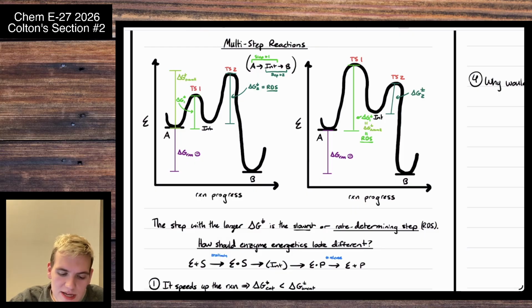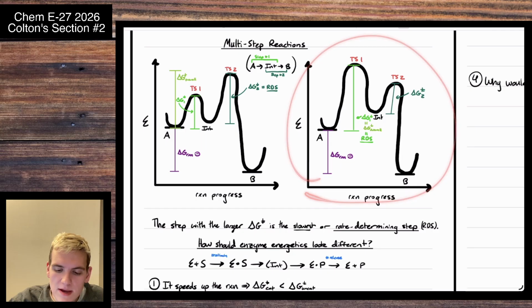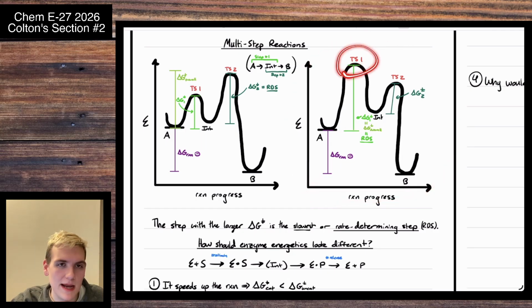But back to our delta G double daggers, whichever one is our biggest, we say that step is the rate determining step. So like for this one on the right, our bigger delta G double dagger is this first one, so we would say the first step is rate determining. Whereas over here, the big one is the second step. So we would say the second step is rate determining.